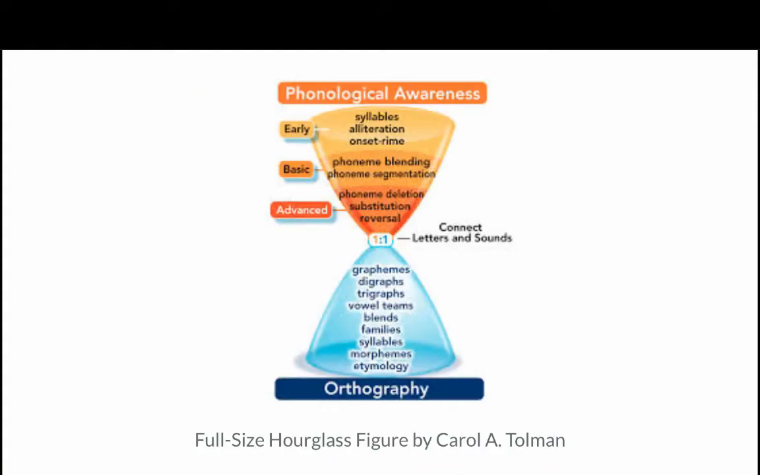Here we see Carol Tolman's hourglass figure that shows the connection between phonological awareness and orthography, which is the writing and spelling system of language. At the top, we see the increasingly complex progression of phonological awareness skills. Then we see the one-to-one correspondence, which is the connection of the sounds to letters. At the bottom, we see the increasingly larger components of English orthography. We move from the knowledge of individual graphemes to knowledge of etymology or word origin.